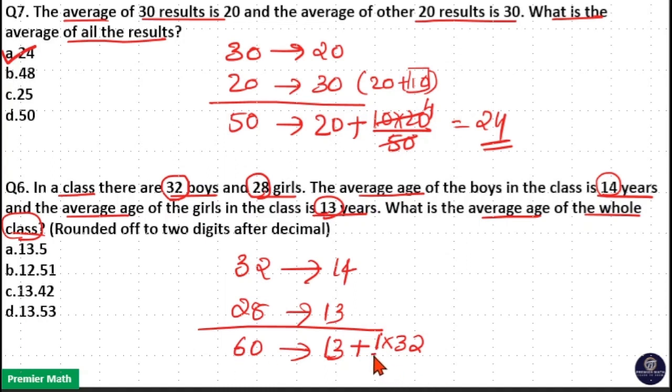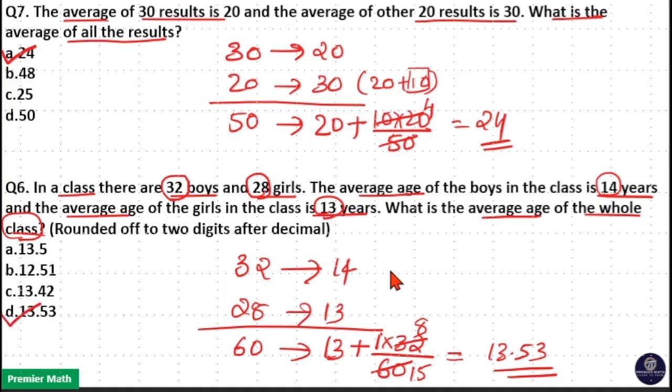So 32 by 60, which is, 4 goes 15 times in 60 and 4 goes 8 times in 32. Now 8 by 15 is, 15 goes 5 times in 80, remaining 5. So 15 goes 3 times in 50. So 13.53. Option D is your answer.